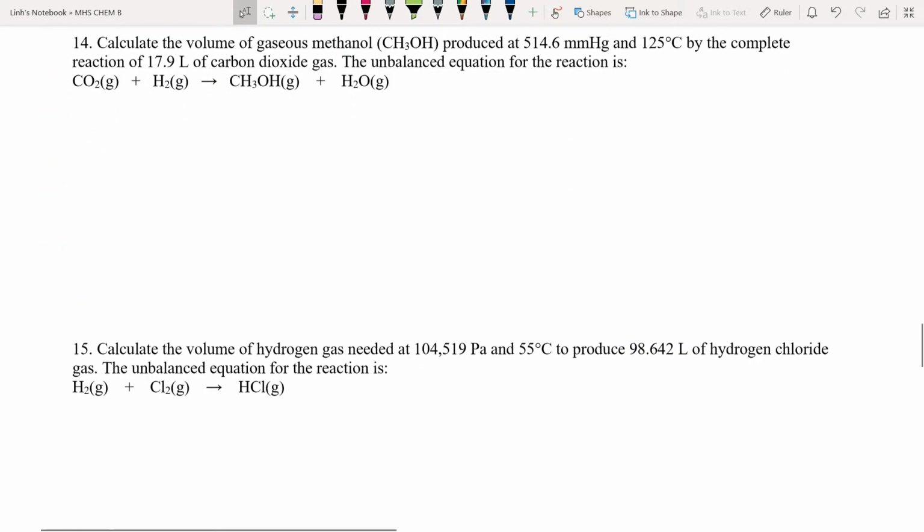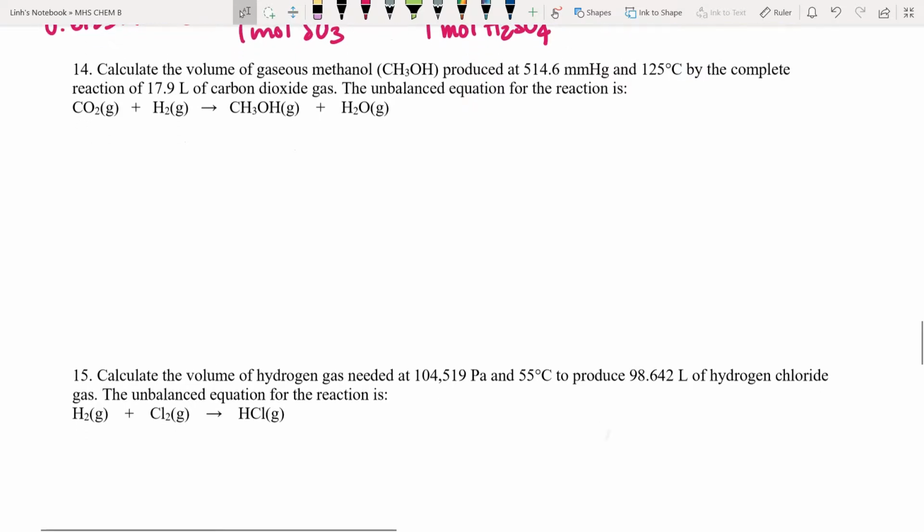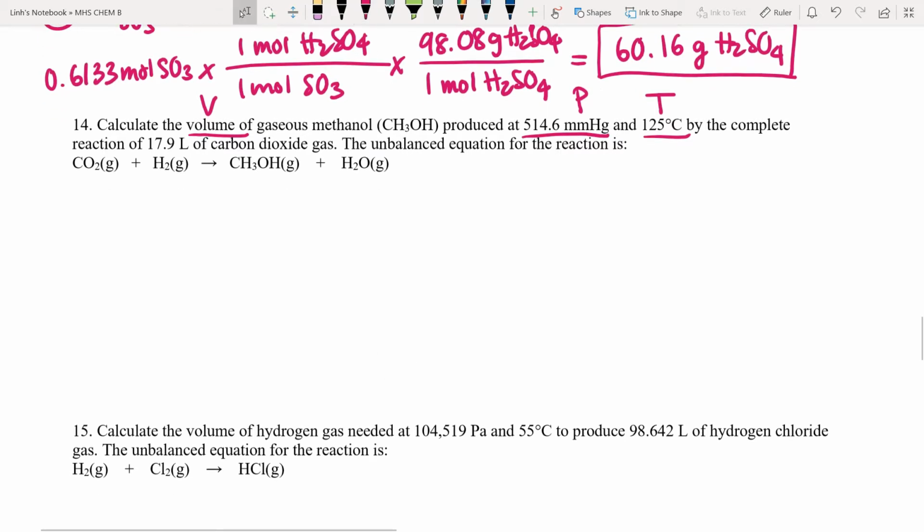Now lastly, the last 2 questions on this worksheet are basically type number 3 in our 3 types of gas stoichiometry problems. And this just happens to be the easiest one because it doesn't require as much calculation. Let's take a look at what exactly is given to us. It's asking for the volume of gaseous methanol, which is CH3OH. And it's given at this particular pressure and temperature, by the complete reaction of this much volume. I'm going to use a different color now because that's the number for a different chemical.